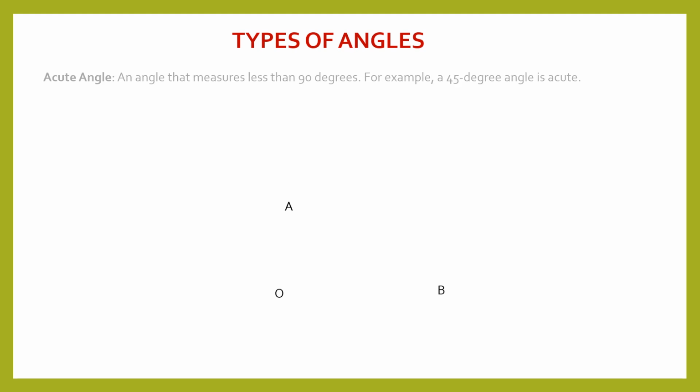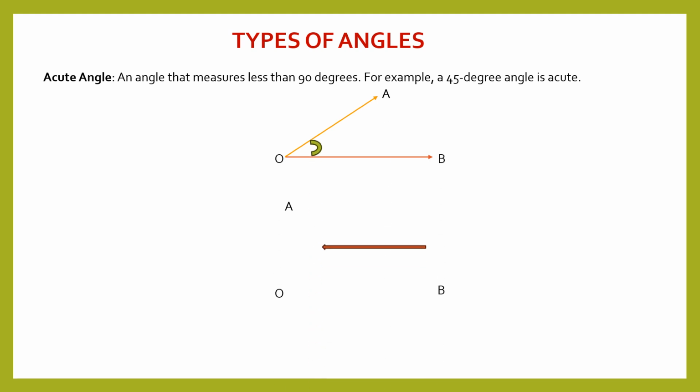Let us understand the different types of angles. Let us start with the acute angle. An acute angle is an angle that measures less than 90 degrees. For example, a 45-degree angle is an acute angle. If you look at the figure below, it shows an angle which is less than 90 degrees. Hence, AOB is an acute angle.